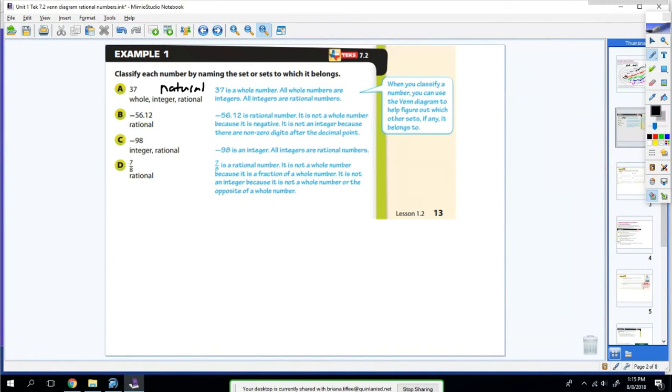Okay, -56.12 is just rational because it's a decimal. C is an integer and rational because it doesn't have a fraction or decimal, but it's a negative number, so it can't be a whole or natural. And D, 7/8, is rational because it's a fraction.